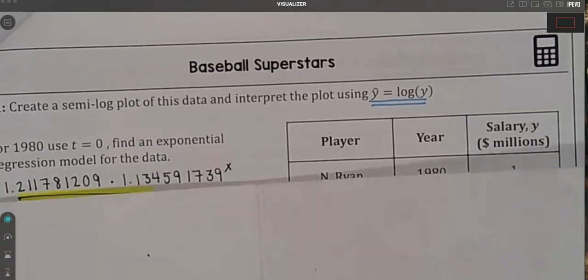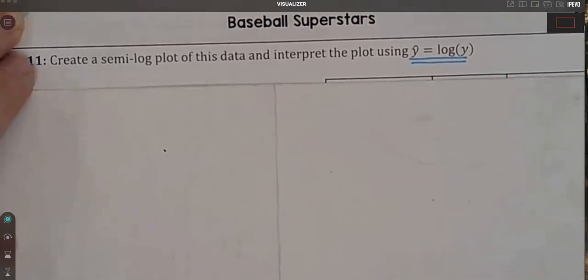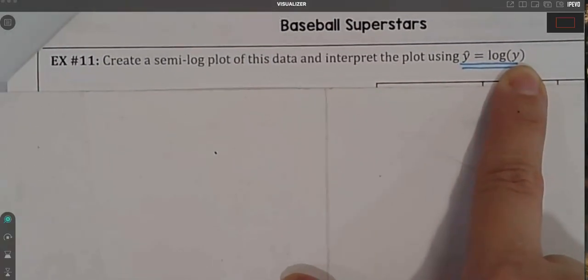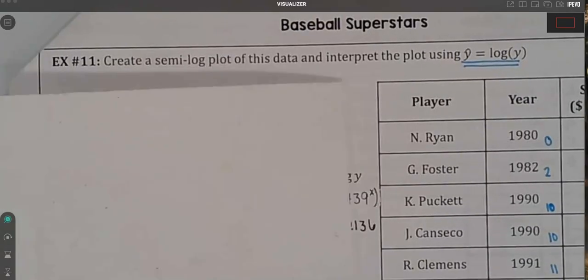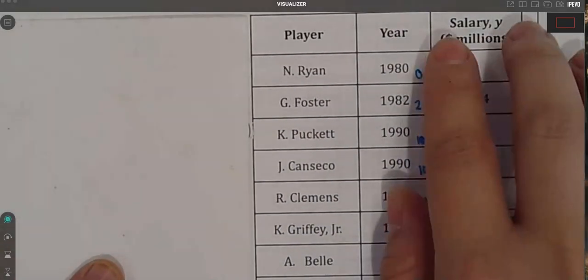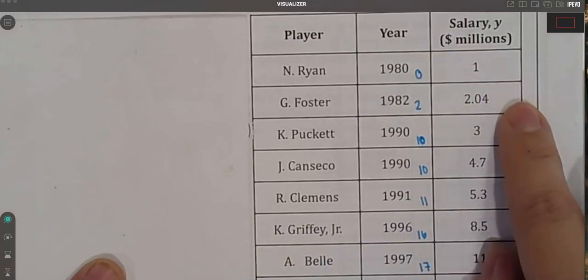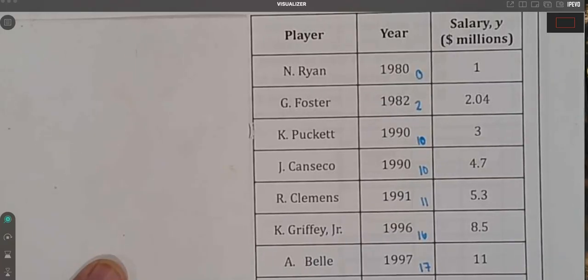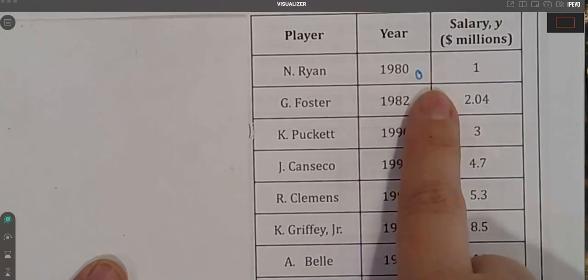All right. Baseball superstars. Create a semi-log plot for this data and interpret the plot using, again, we're using log, but this time common log. Okay. So here is our years. Here are the salaries in millions. This is what I plugged into the scatter plot rather than 1980, 1982.